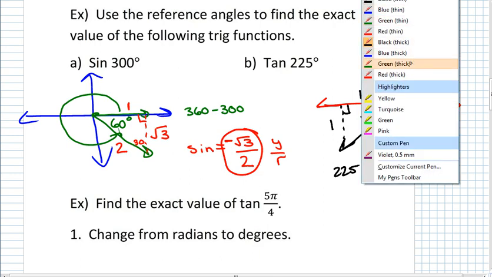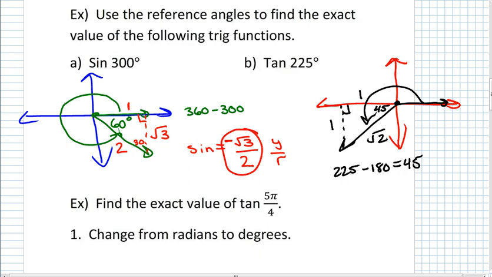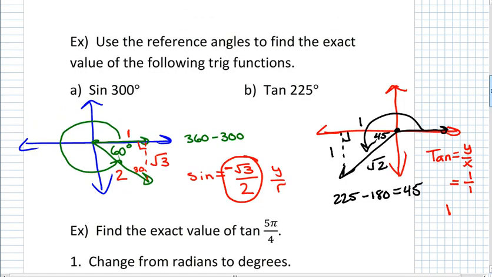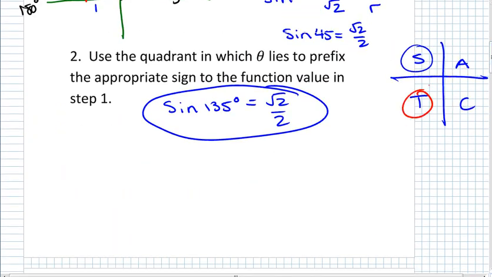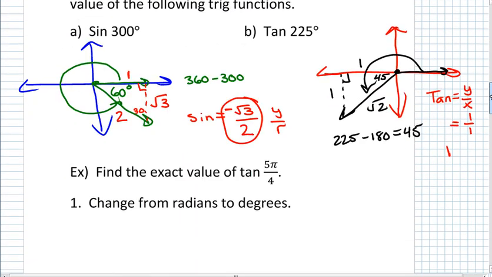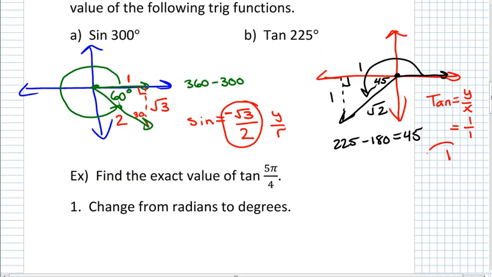And since tangent is y over x, or opposite over adjacent, notice our y value is 1, our adjacent is 1. So 1 over 1 is 1. Now, in the third quadrant, remember all students take calculus, the tangent is positive in the third, which means the tangent of 225 is positive 1.